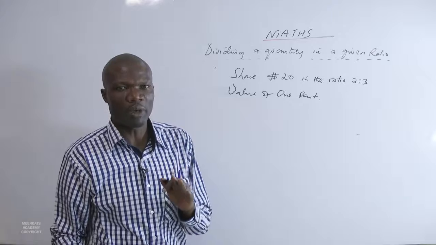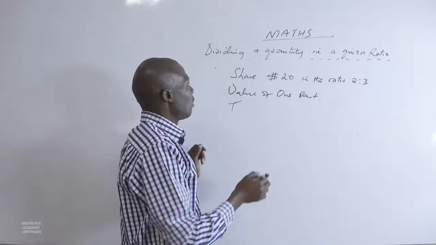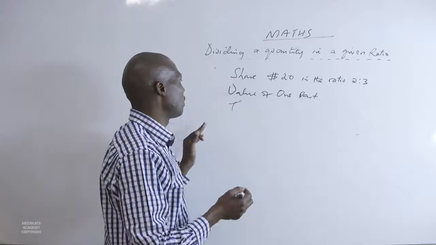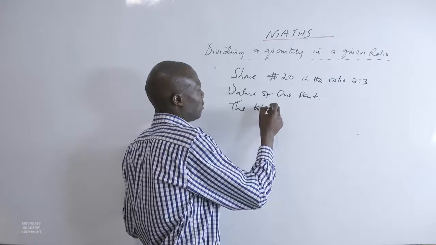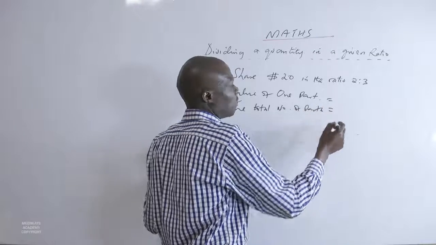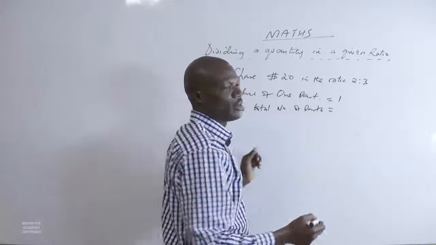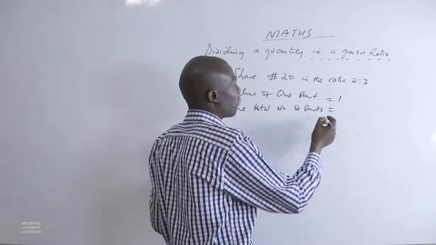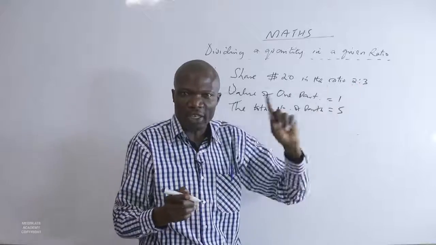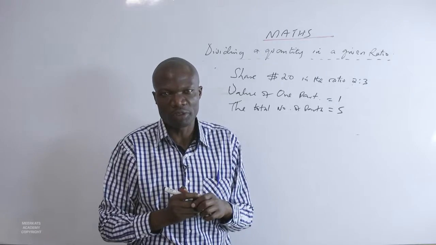We need to find the value of one part in the unitary method, and we are also supposed to know the total number of parts. The one part is simply 1. So the value will be 1 of whatever. Total number of parts is, in this case, 5. Take note, we have not gone for the required parts. We have only gone for one part. That is the unitary approach.